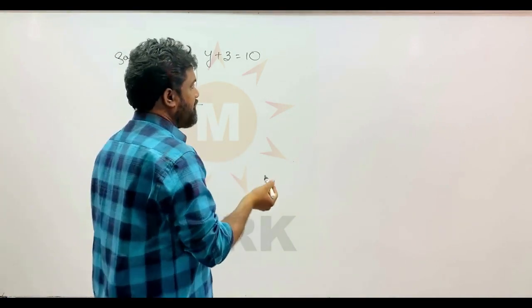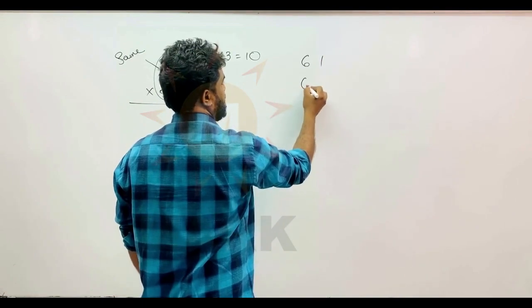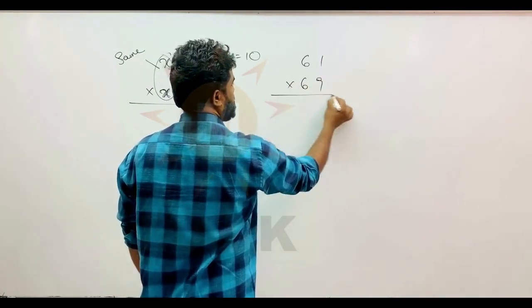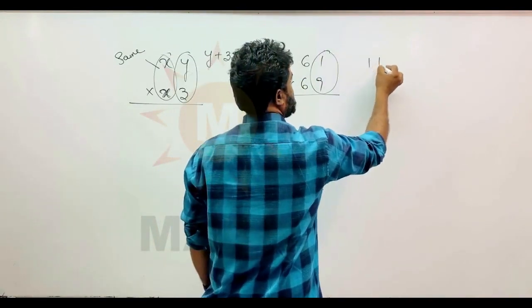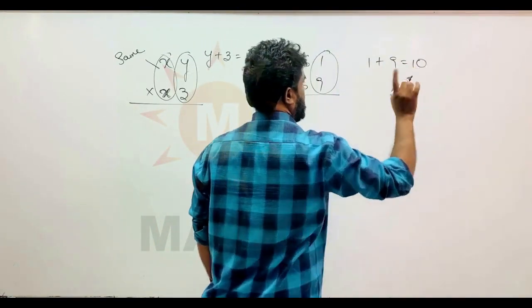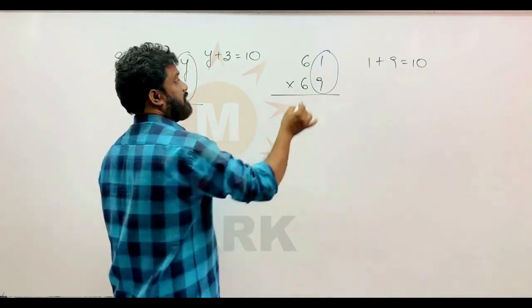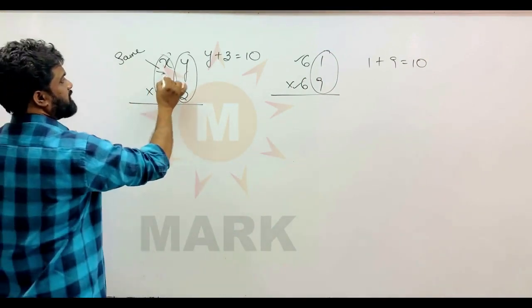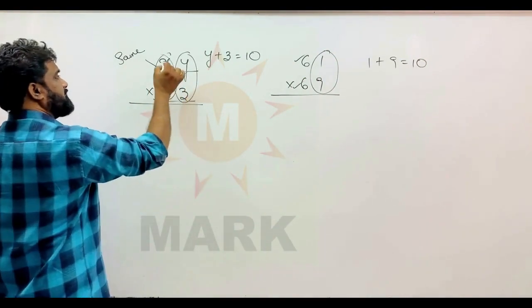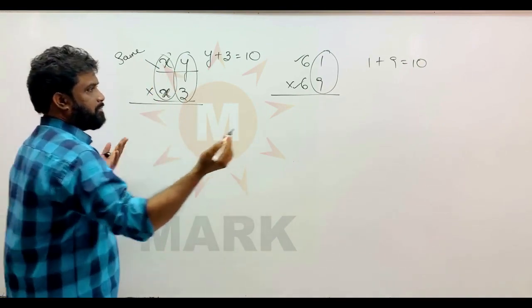Suppose I take such a number, look at here, 61 and 69. We are going to multiply 61 and 69. So clearly you can see 1 plus 9 equals 10, right? That is the main criteria. The sum of the units numbers should be equal to 10 and the remaining numbers must be the same. So take one number as xy and another number as xz. That means these numbers are the same, and it need not be a single digit number, it can be a multi-digit number also.